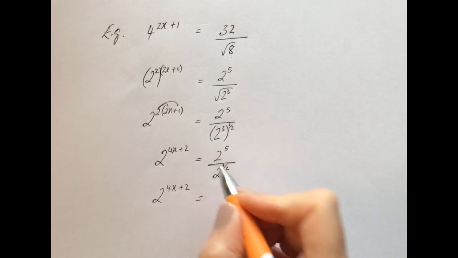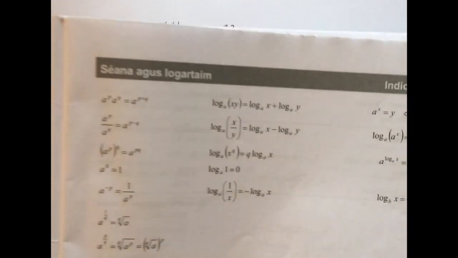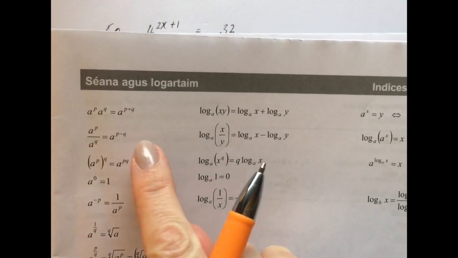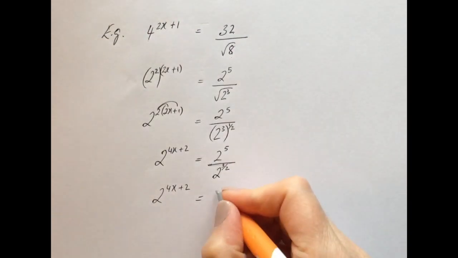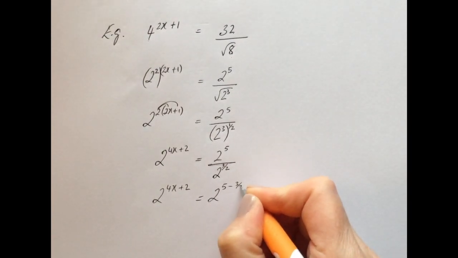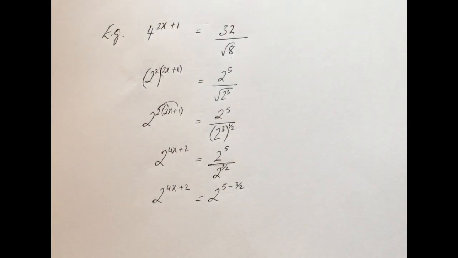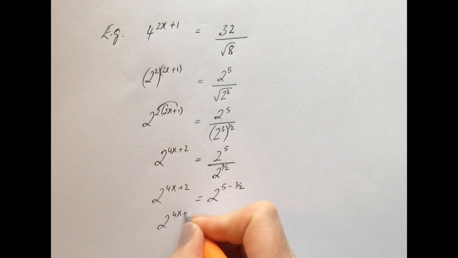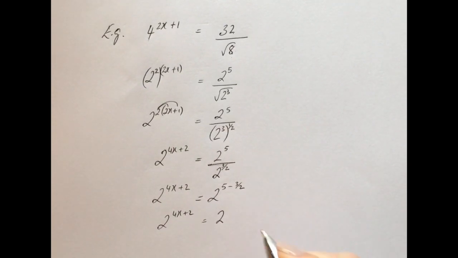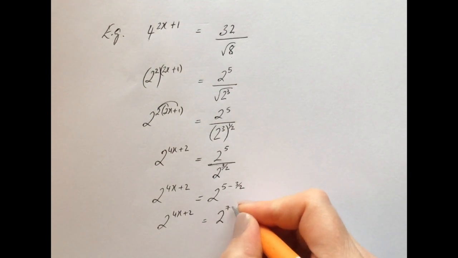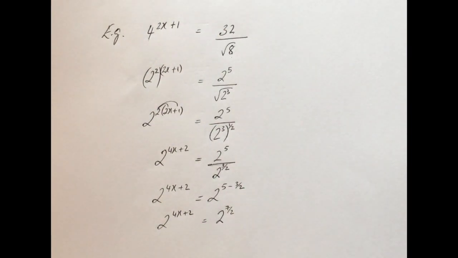If I have division, let's go back to our laws of indices. Remember, the other bit of tidying up you can do, if you see division, is to subtract the powers. So that's what I'm going to do. 2 to the power of 5 take away 1.5, or 3 over 2. All right, so that leaves me with 2 to the power of 4x plus 2 is equal to 2 to the power of, and 5 take away 3 over 2, or 5 take away 1.5, is of course 7 over 2. All right, 7 over 2, or 3.5. Now, you can use the 3.5 if you prefer. I prefer to keep it as a top-heavy fraction, but it doesn't matter at this point.